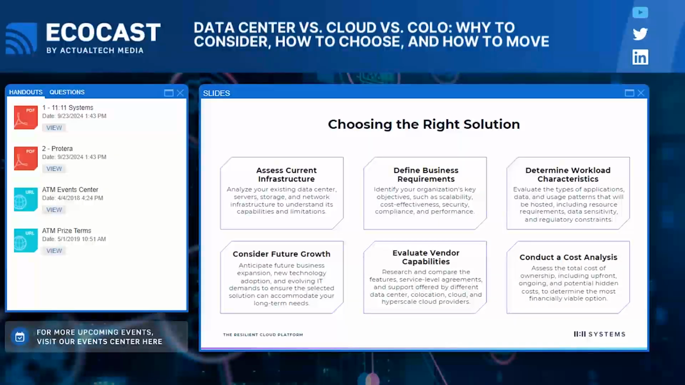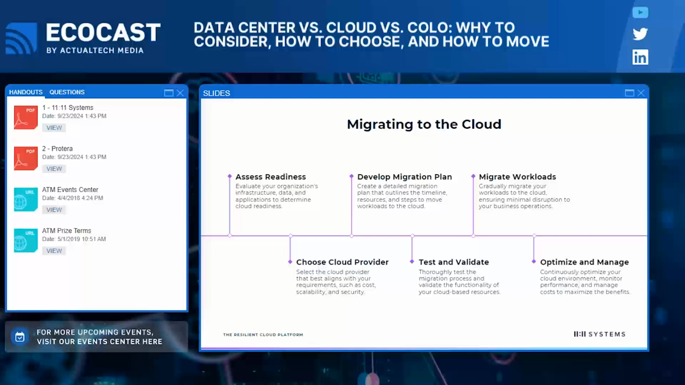Choosing the right solution: understand the capabilities and limitations of your current data center. Think about your compute perspective, and think about storage and network infrastructure. Define your organization's goals, including scalability, cost effectiveness, and compliance. Consider the types of applications, the data, and the usage patterns, along with your resource requirements, data sensitivity, and regulatory constraints. All of these things are critical when making your decisions.